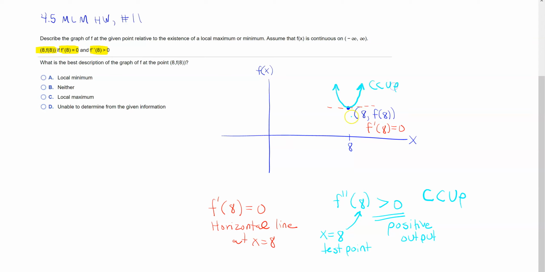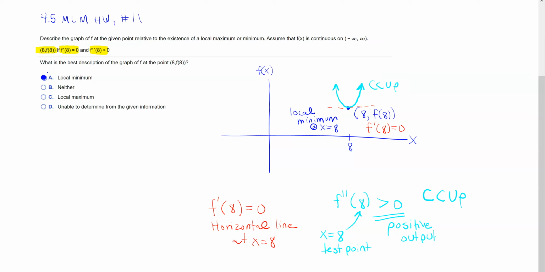So if these are all the conditions, then I know I have a local minimum there. It may or may not be the absolute. I'm not sure yet. I don't have enough information, but I know this is going to be a local minimum at x equals 8. I don't know what the actual minimum value is. I'd have to be able to plug 8 back into the original function and follow the rule and see what the output is, but I know it's happening when x is equal to 8. So that would be answer choice A on this one.